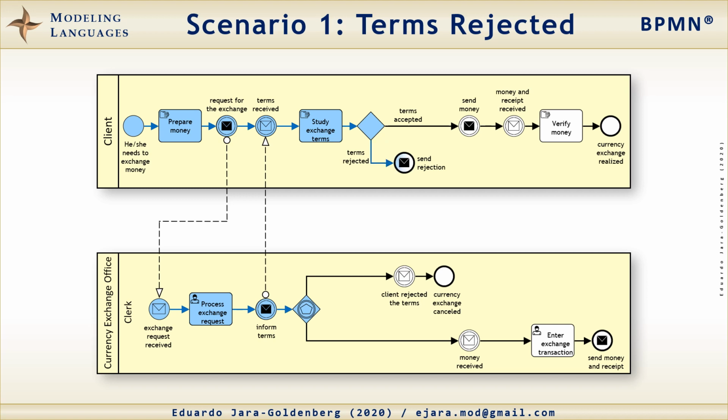In this scenario, he follows the sequence flow with the condition terms rejected and sends a message to the currency exchange office. This action finishes the client's process. The clerk, who is waiting for the client's decision, receives the message indicating the rejection of the terms offered. Then, the currency exchange office's process ends.